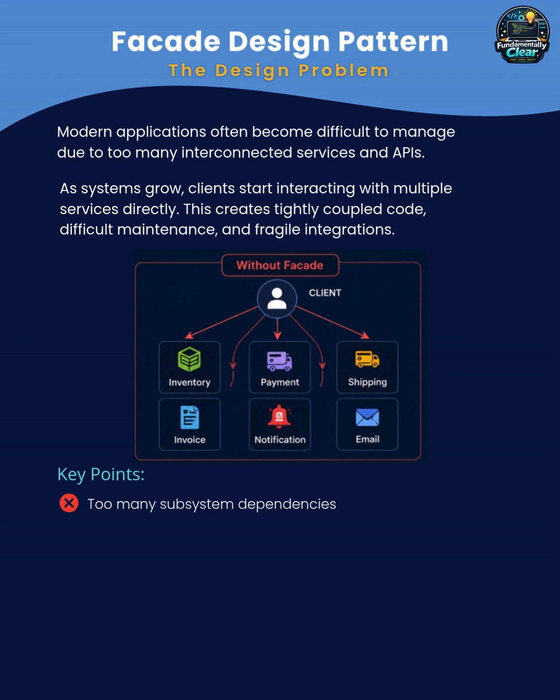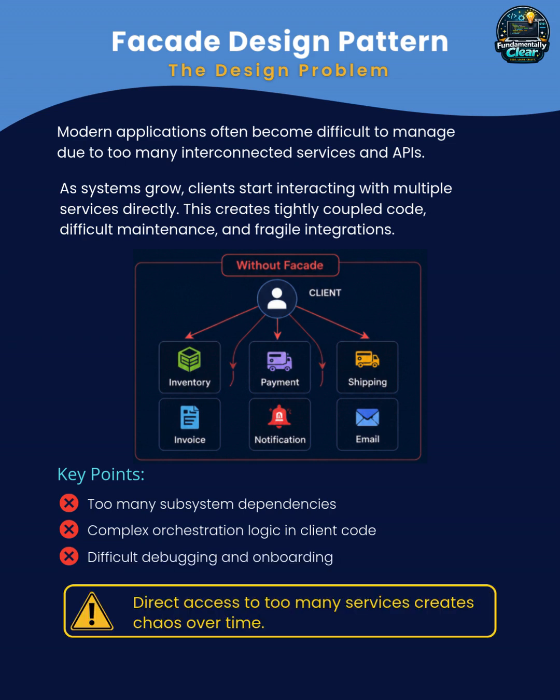First, too many subsystem dependencies. Your client is tightly coupled to the internals. Second, complex orchestration logic ends up in client code. Clients shouldn't be thinking about first check inventory, then process payment, then create shipment. That's business logic. Third, debugging becomes a nightmare. Direct access to too many services creates chaos over time.